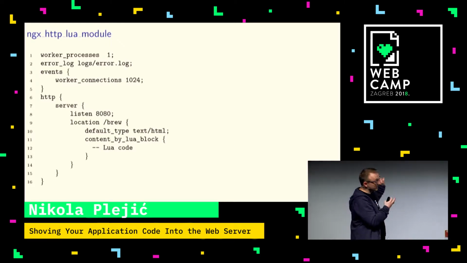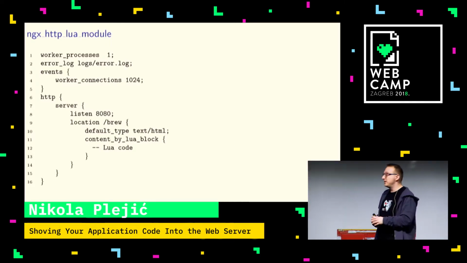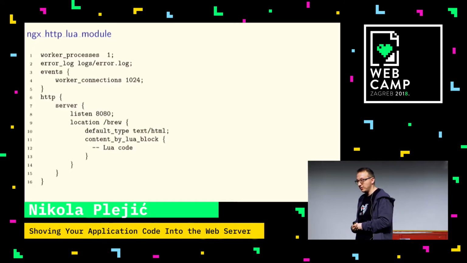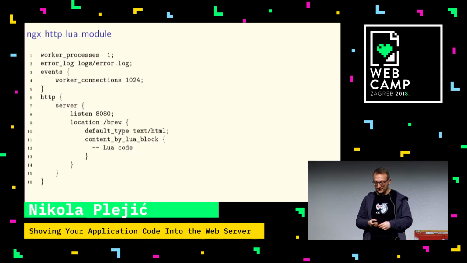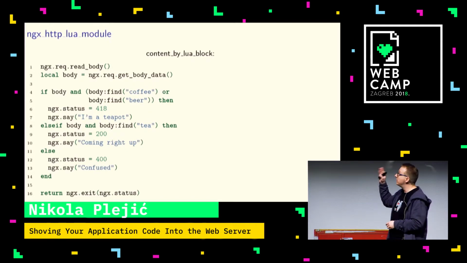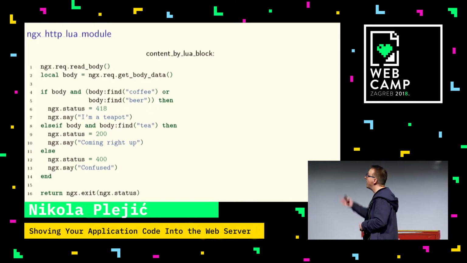So you would start with a fairly simple Nginx configuration file like this, and the only differentiating point is the content_by_lua block, which allows you to execute arbitrary Lua code in order to respond to this HTTP request. And your arbitrary Lua code would probably look something like this. You would read the request body, you would search for some keywords within it, and you would return the relevant status code. Bam.